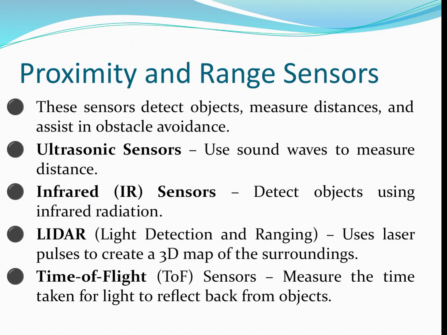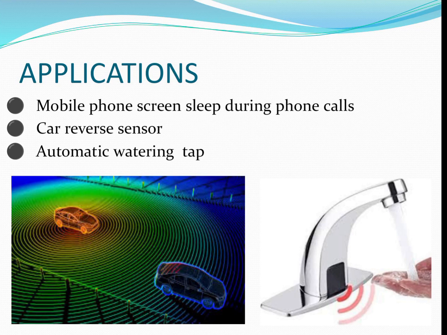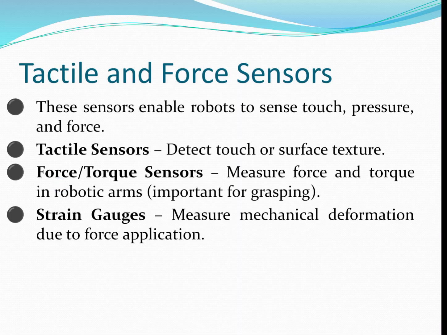LIDAR means light detection and ranging. It uses laser pulses to create a 3D mapping of the surroundings. Time of flight sensors measure the time taken for light to reflect back from objects. These are images of an IR sensor, radar sensor, and proximity sensor. Applications: mobile phone screen sleep during a phone call, car reverse sensor, automatic water tapping.